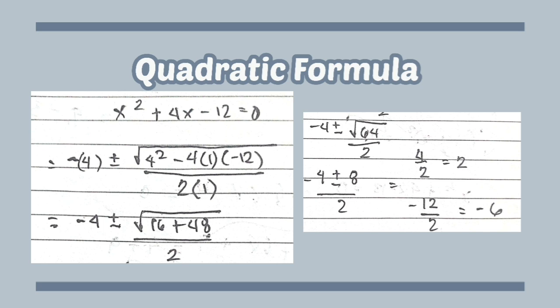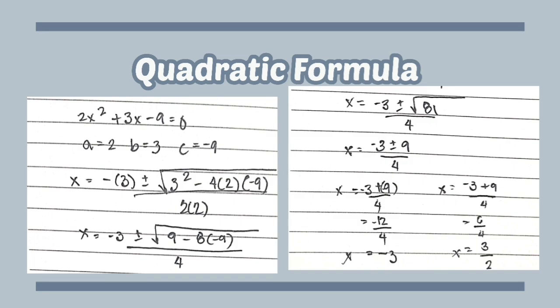Example number 1. x squared plus 4x minus 12 equals 0. We're just going to substitute the values of a, b, c from the standard form expression into the quadratic formula, negative b plus or minus the square root of b squared minus 4ac over 2a. Then, easy. x equals 2 and negative 6. Again, you can check if your solutions are correct by substituting the values of x that you got into the original equation.